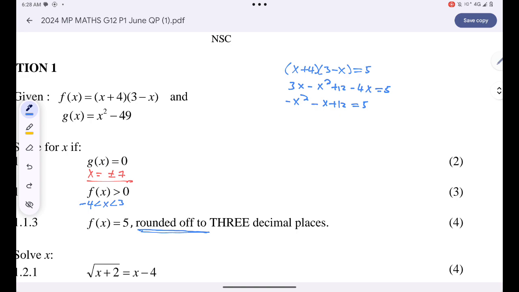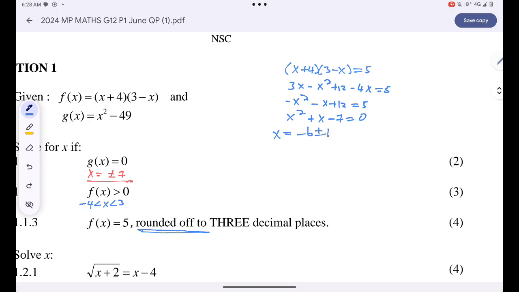I'll take everything to the right hand side. The x squared will be positive, the x will also be positive, and then 5 minus 12 will simply give me a negative 7. That's equal to 0. There are no factors of 7 that, when I subtract, will give me 1. So I'll simply use my quadratic equation.